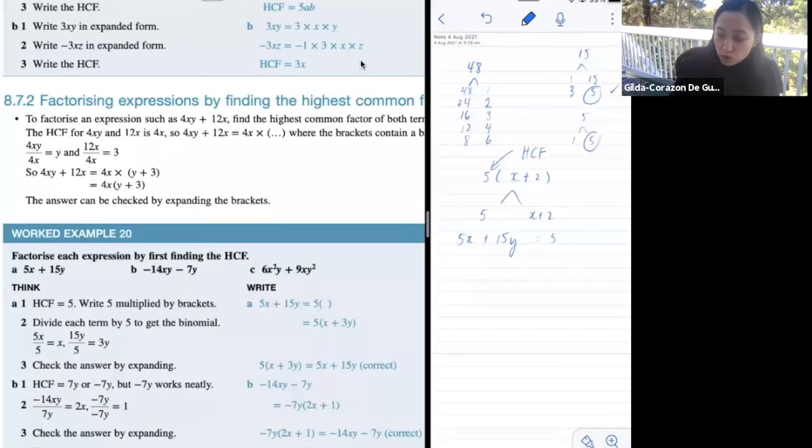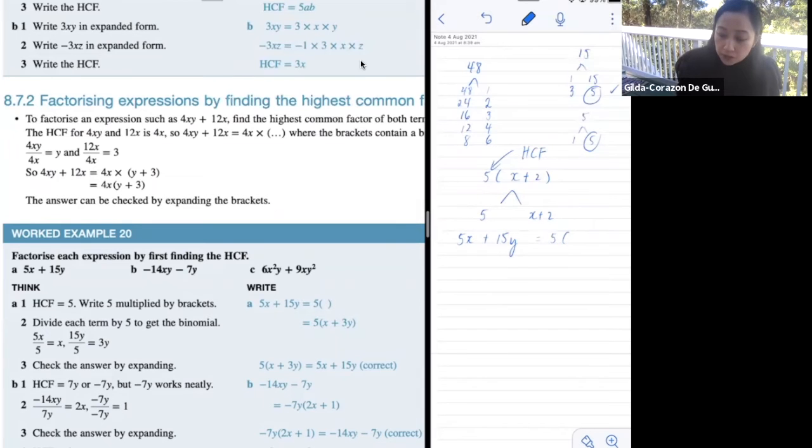right? When you look at the letters now, because we said numbers first, then letters. So let's have a look at the letters. You've got x, you've got y. Are there any common factors of x and y other than 1? None, right? So the only common factor would actually be just a number, which is 5, okay? So then you've got 5 as your highest common factor.